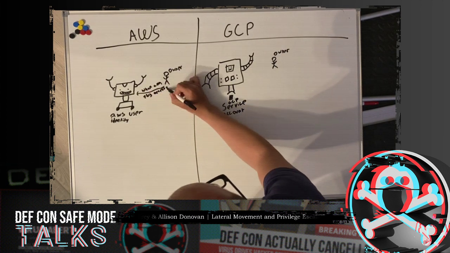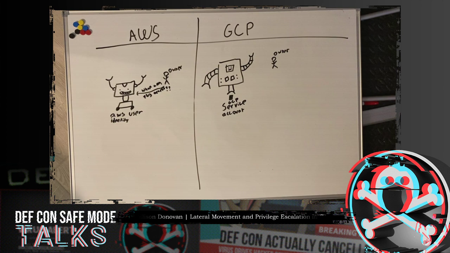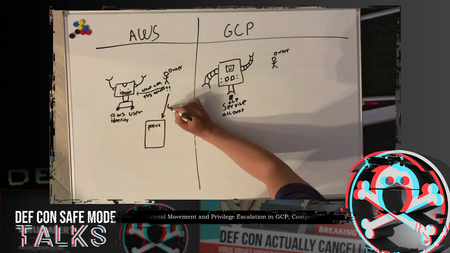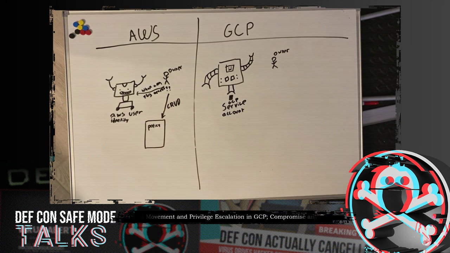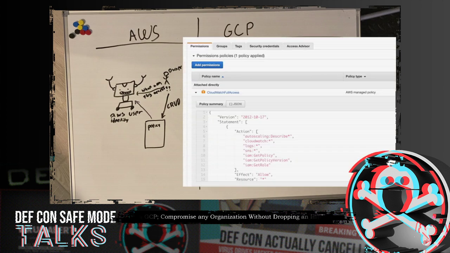But where things get a little bit different is when you start to ask the question, what can my identity access? In the world of AWS, you basically have a policy that determines all the different things that the identity can access. And the person who can create, read, update, delete that policy is the same person who owns the identity. So here's an example of what that looks like.